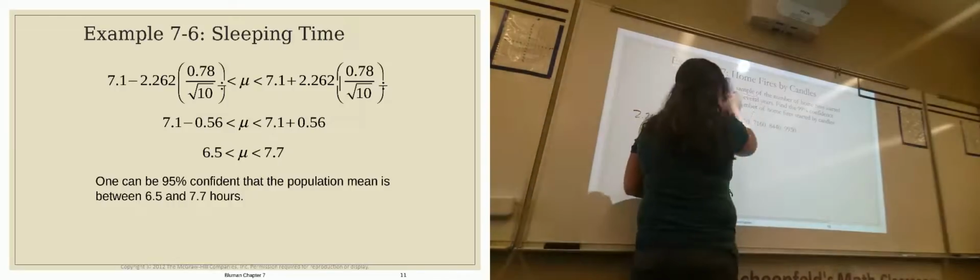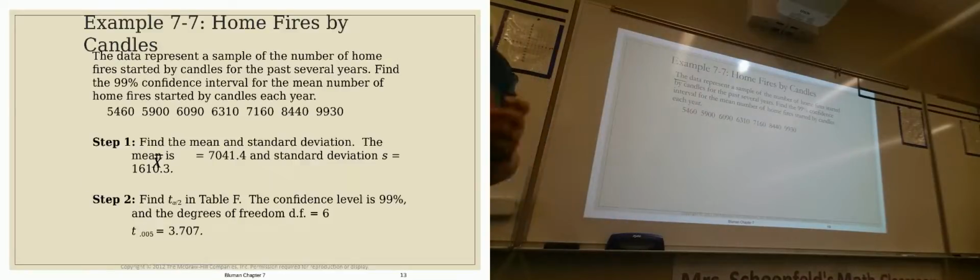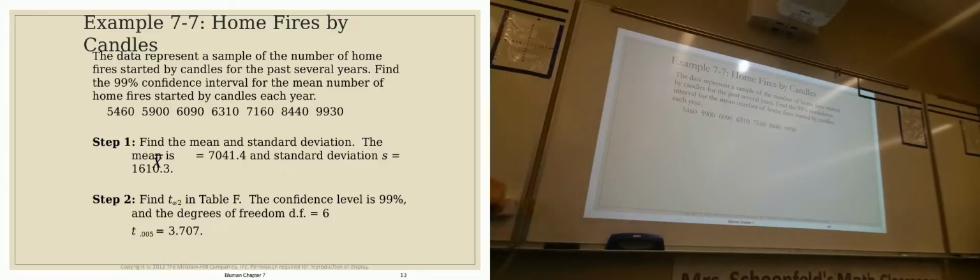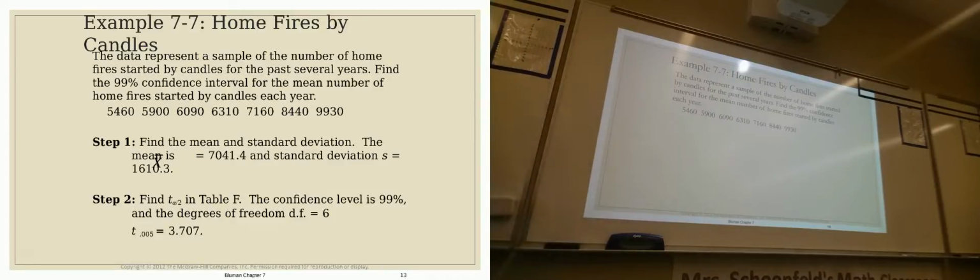Okay, so the next one: the data represent a sample of numbers of home fires started by candles for the past several years. Find the 99% confidence interval for the mean number of home fires started by candles each year. They actually give you the data, so you have to go through the work of finding the mean. We will do that real fast, but hopefully you will not have to spend much time doing it.